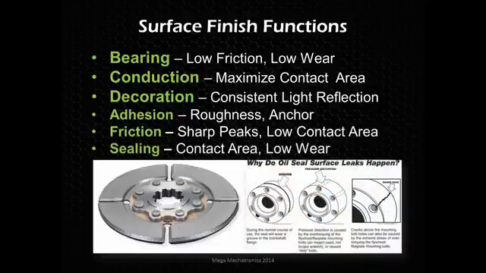And sealing. And this is also important, the contact area, and we want a low wearing surface, so typically it's going to be a smooth surface. And you can see here is a little overview of a rear main seal on a crankshaft of a vehicle and some ways that leaks happen.